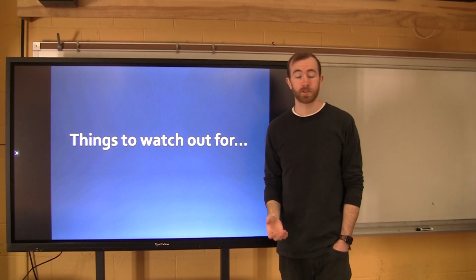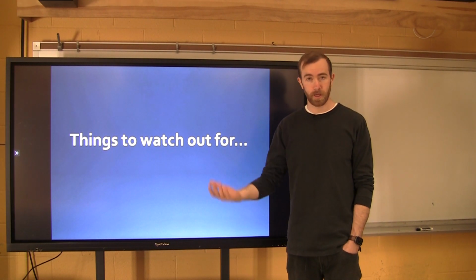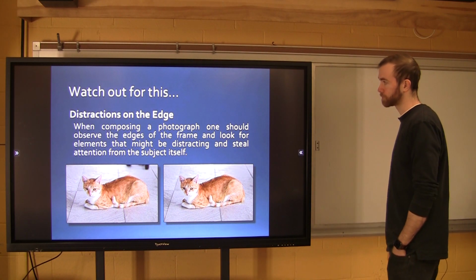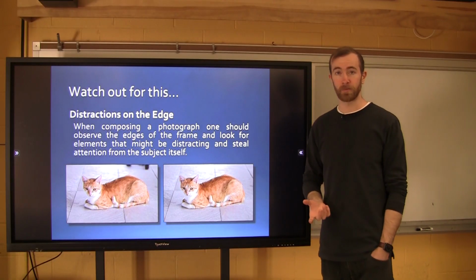Okay, so when you're taking photography, especially depth of field photography and landscape photography, there's some things to watch out for. First one, when composing a photograph, one should observe the edges of the frame and look for elements that might be distracting and steal attention from the subject itself. So here, the subject is the cat.